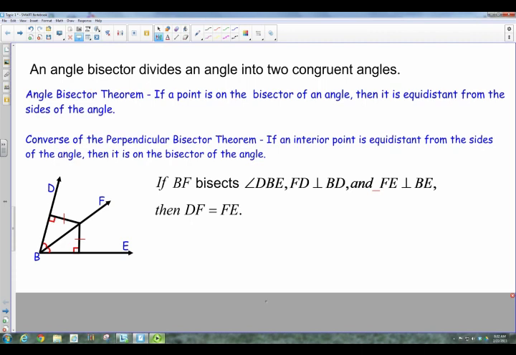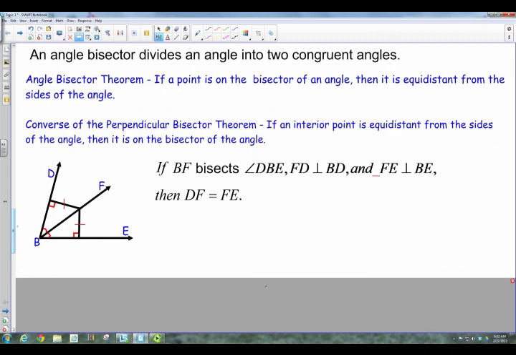What this says is if a point is on the bisector of an angle, then it is equidistant from the sides of the angle. The converse: if an interior point is equidistant from the sides, then it's on the bisector of the angle. Here's basically what that means. I've got my angle bisector. You can see that here. These two marks mean that those are congruent. So we've got congruent parts there, and that just tells you it's bisected.